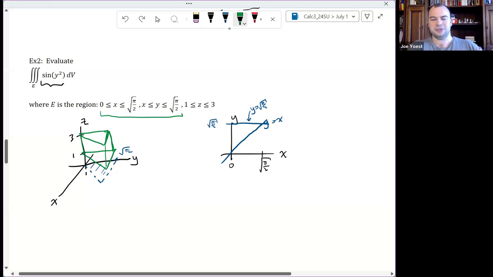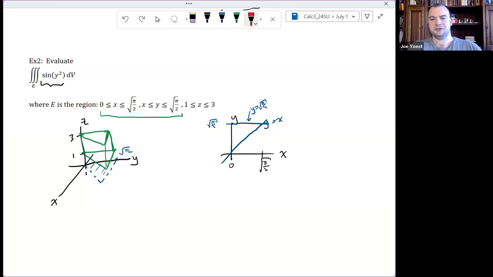Nicely enough, z doesn't come into play. So we can just think of this as though we were changing the order of integration in a double integral, because we're really only focusing on 2 of the variables here. Again, z is just copying everything from z equals 1 to z equals 3. It's independent of x and y, letting us really just focus on these 2 variables.